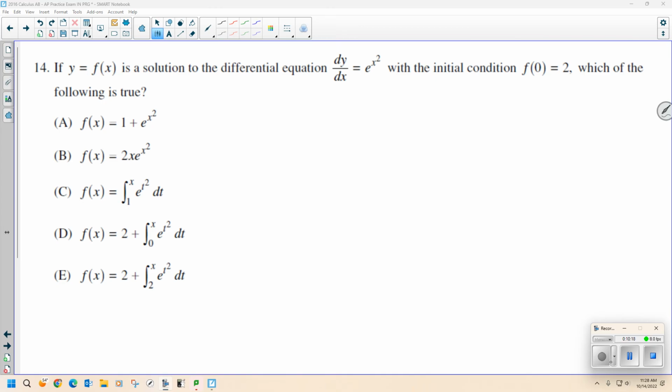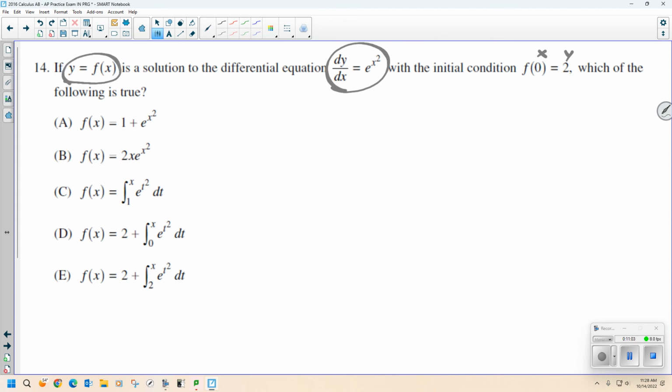14. 14 is not tough when you understand it, but we really don't get questions like this asked in this manner, okay? If y equals f of x, and that's a solution to the differential equation dy dx equals e to the x squared with the initial condition f of 0 equals 2, which of the following is true? Okay, so if I solve this with this initial condition, I always train my students to think of that as a coordinate, okay? The solution should be this.